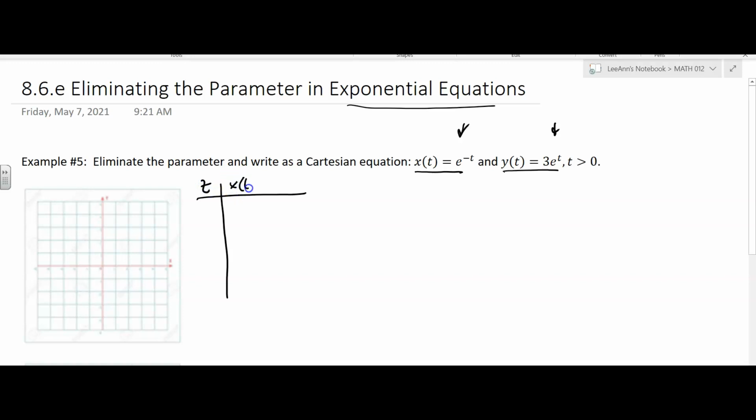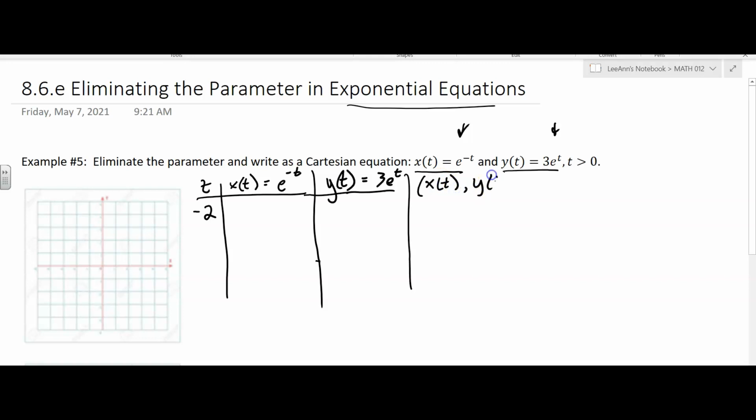x of t equals e to the negative t, and you would have y of t equaling 3e to the t. Now, I did this earlier just so I could have some points to show you. But if you put in -2 for t, you wind up getting an ordered pair. So I'm going to skip the in-between part. You can do that with a calculator.